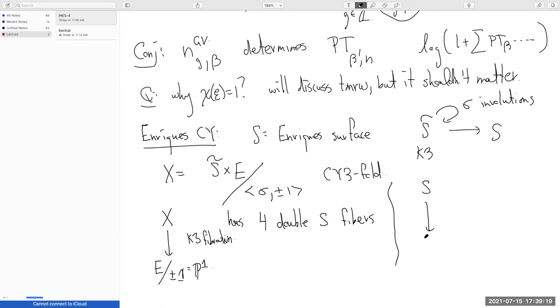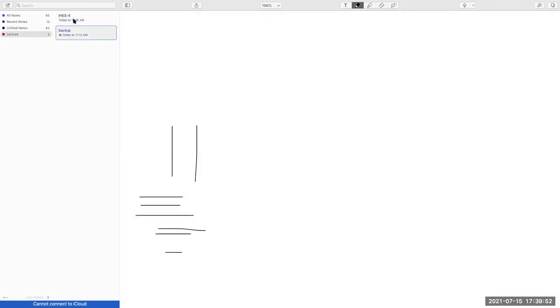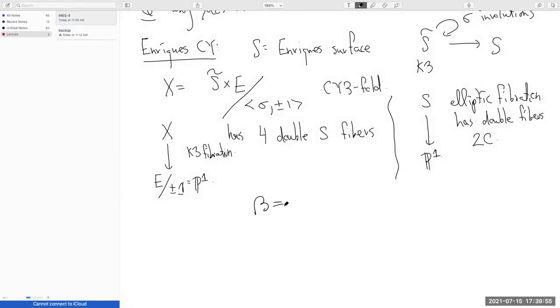Now S itself, the Enriques surface, here are some facts about Enriques surfaces. Enriques surfaces themselves are fibered over P1, and these are elliptically fibered. And S itself, when I think of it as an elliptic fibration, also has some doubled fibers, where C is again a genus one curve. What I'd like to do is take the example where my curve class is one of these half fibers. I take this curve class in my Enriques surface, and then I push it forward into X.